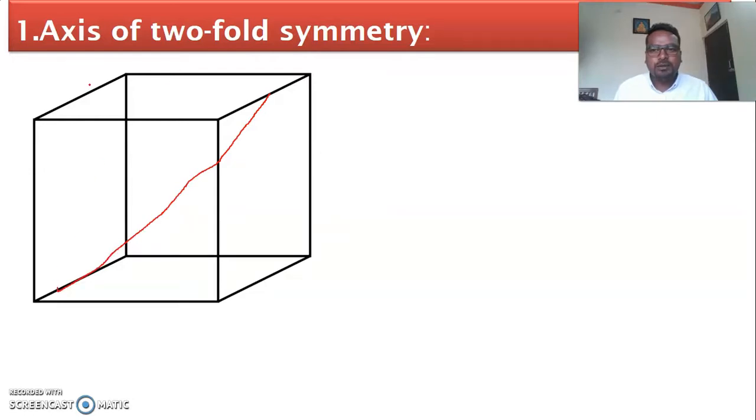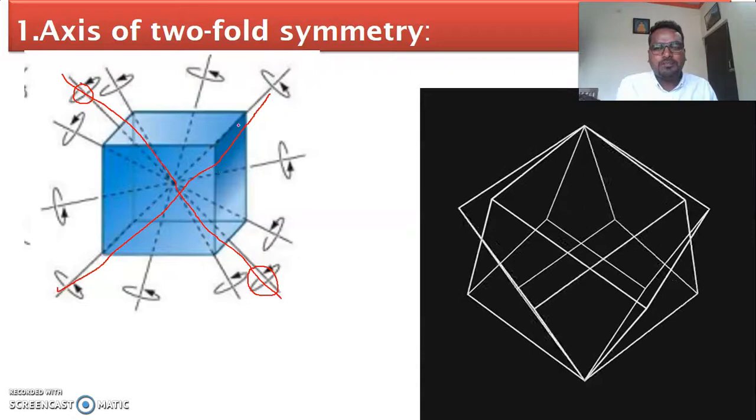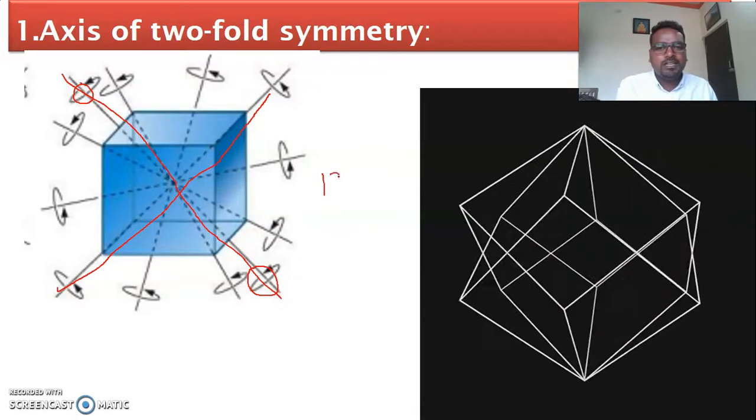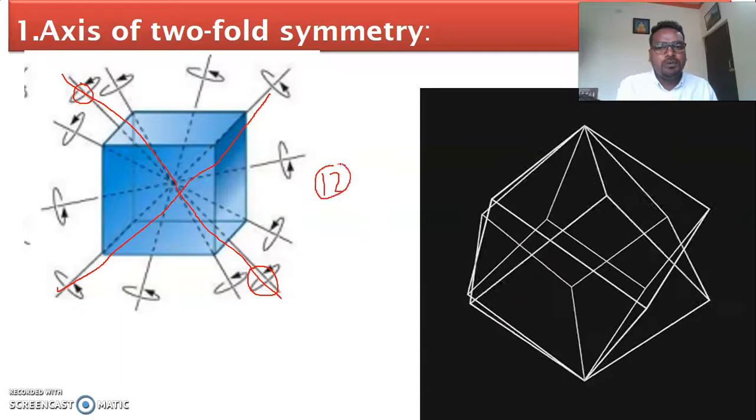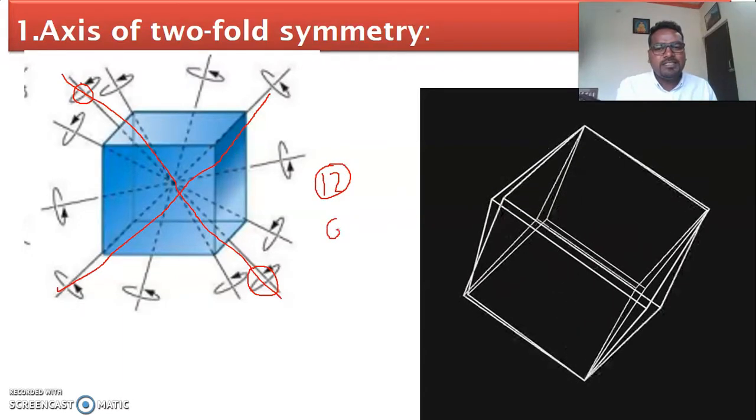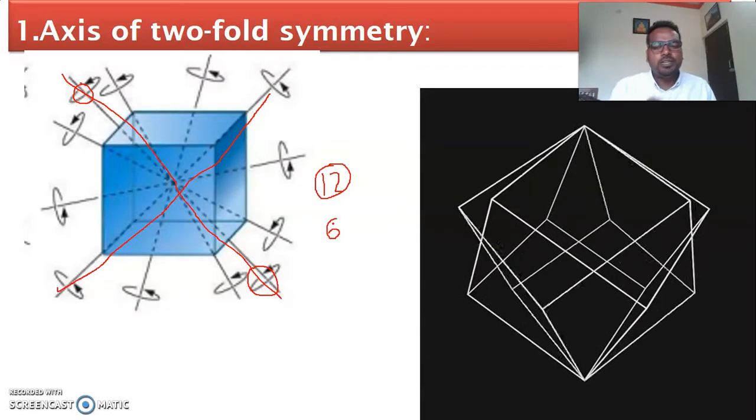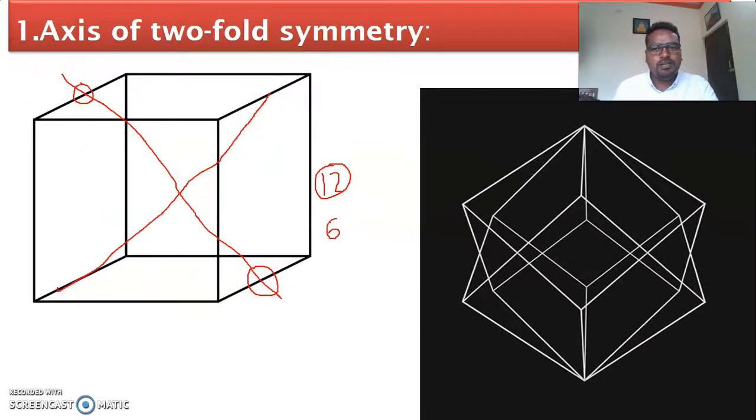So for example, these are two opposite edges, and these are the points of intersection of two opposite edges. When we come to a cubic crystal unit cell, there are 12 edges, so totally six types of axes are possible. By using the 12 edges we can write six different axes. Dear student, it's very important.